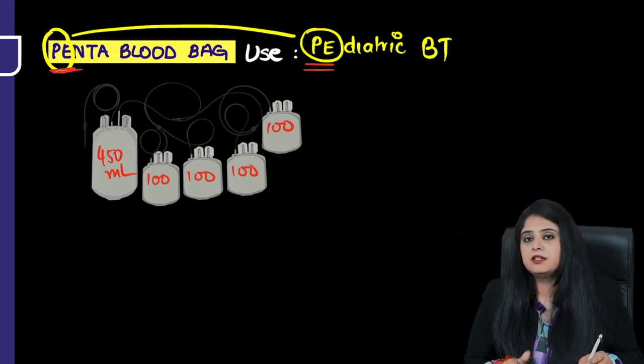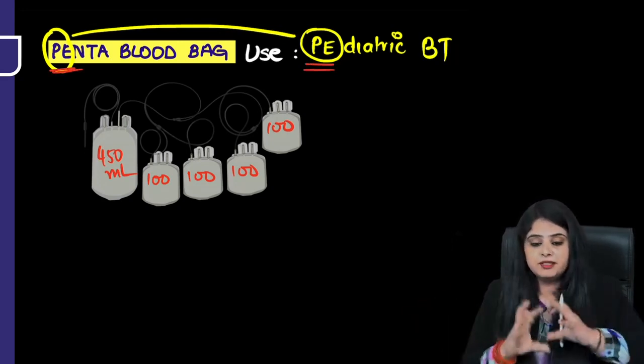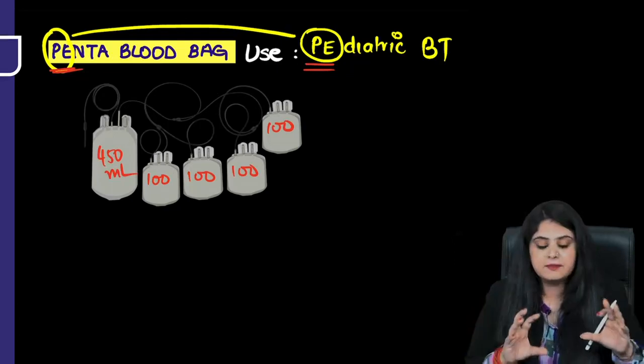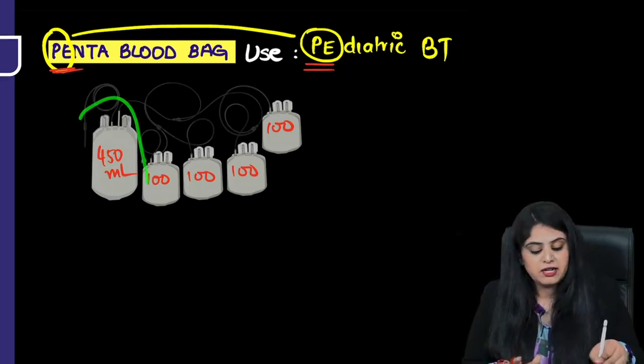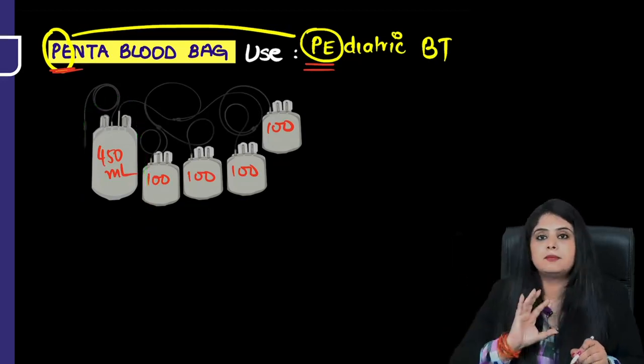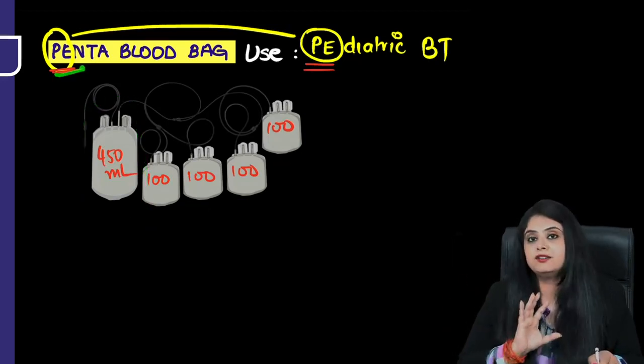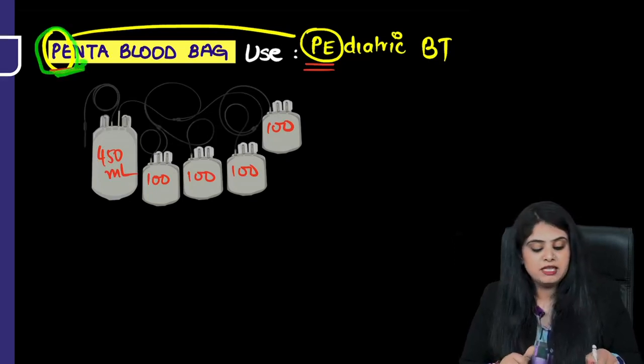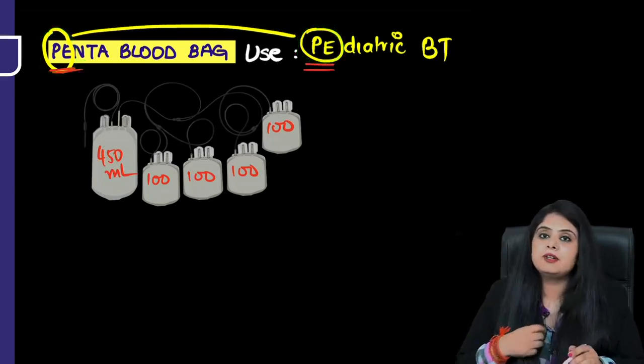Like your mothers tend to do this. Whenever you get something big in your grocery, your mother divides it into small containers. Same way, when we've got so much blood, and I can't give so much blood to my kid, I divide it into small pouches and keep it in my blood bag. That kind of a bag is known as a Penta bag. So PE for Penta, PE for pediatric blood transfusion.